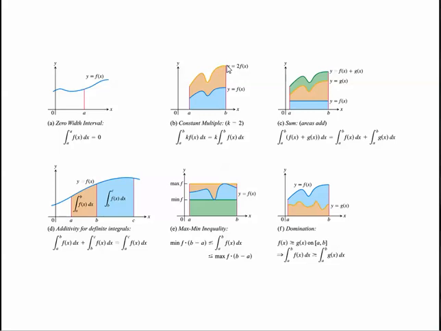And hopefully you can see that here k is equal to 2. That's pretty much twice the area under this curve. So that would be 2 times the area under that curve.